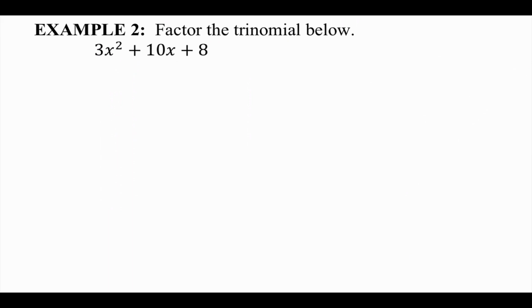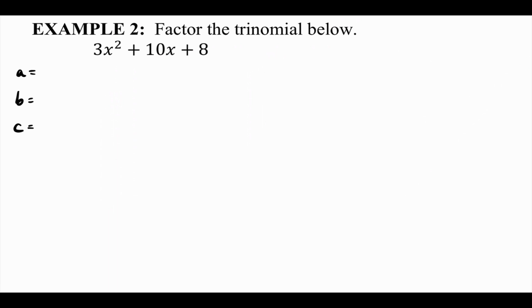So let's look at example number 2. No equation, so we can't set it equal to 0. Skip step number 2 for today. So let's go right to ABC. What is A? What is B? What is C? For this guy here, what is A going to be? Positive 3, good. What is B? Positive 10, and C is positive 8, all positives.